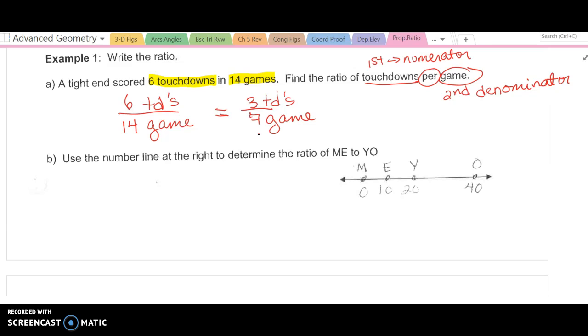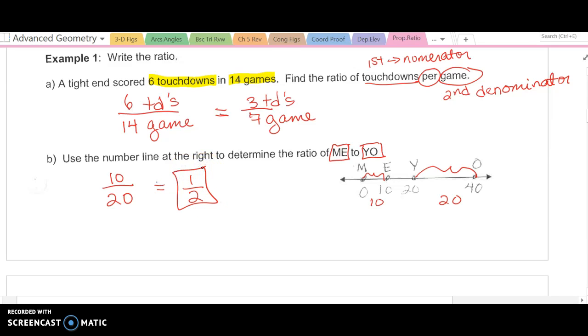Okay, in the second example, we have more of a geometric example. If I want to find the ratio on the number line of ME, the distance from M to E, compared to YO, the distance from Y to O, then you're talking about a distance of 10 compared to a distance of 20. 10 to 20 is going to be a ratio of 1 to 2. And you can also write these ratios as decimals if you want.